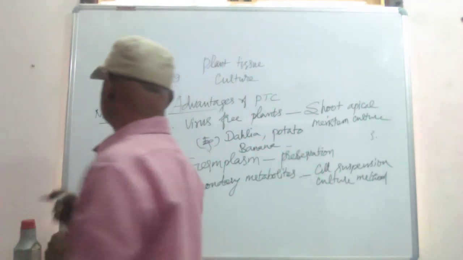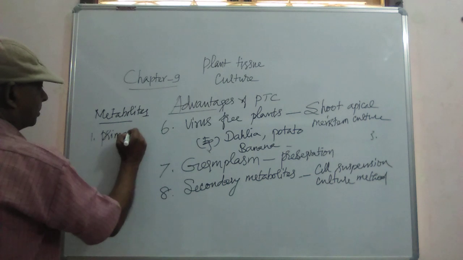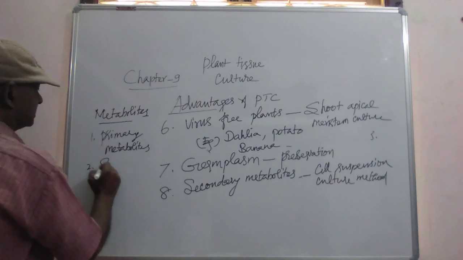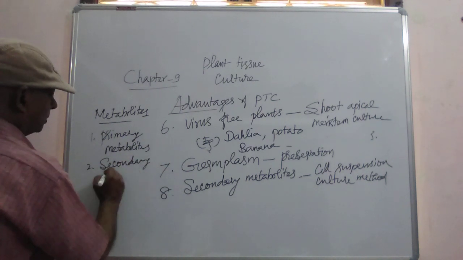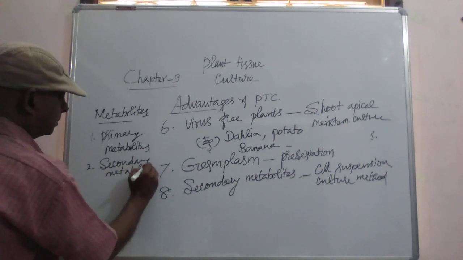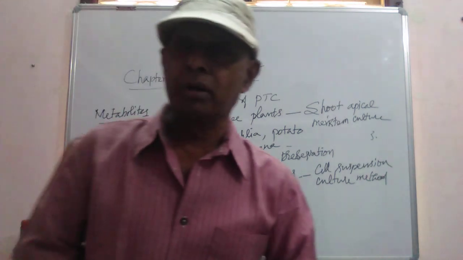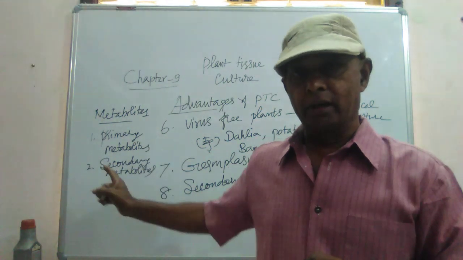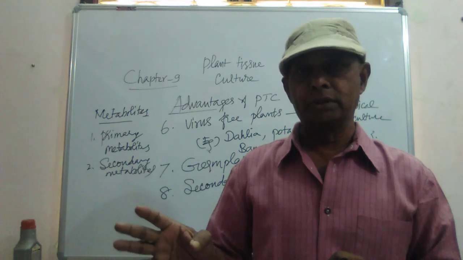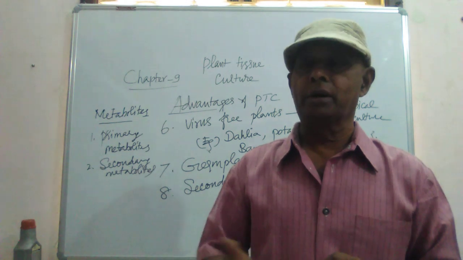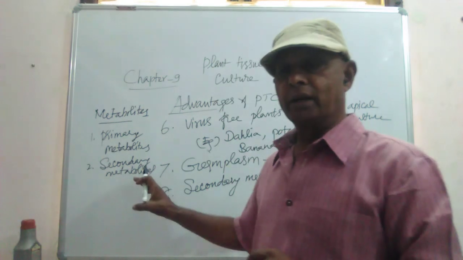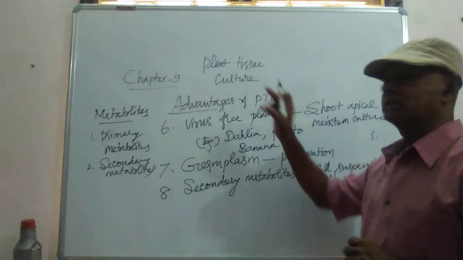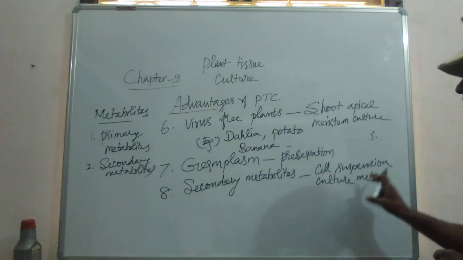There are two types of metabolites. One is primary metabolites. The second one is secondary metabolites. Primary metabolites are chemical compounds which are necessary for the growth and development of the plants. But secondary metabolites are not necessary for the growth and development of the plants or microbes or any other organism. They are called secondary metabolites. The secondary metabolites are commercially very important. The secondary metabolites can be produced only by this plant tissue culture method, particularly by the cell suspension culture method.